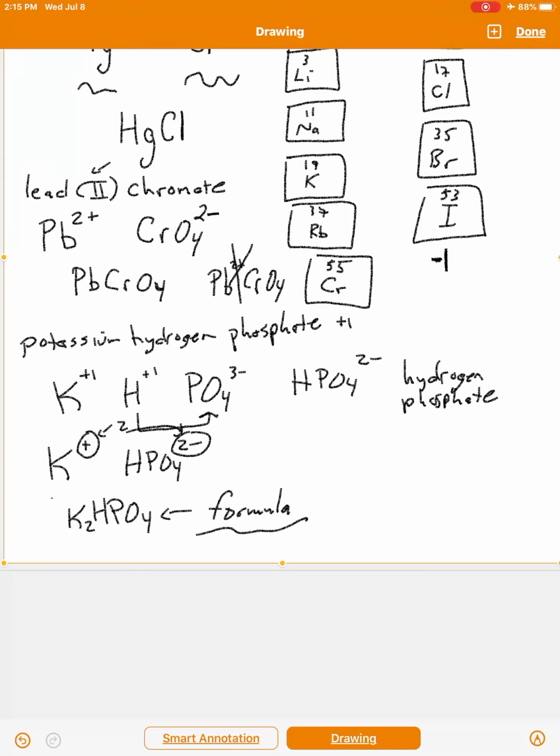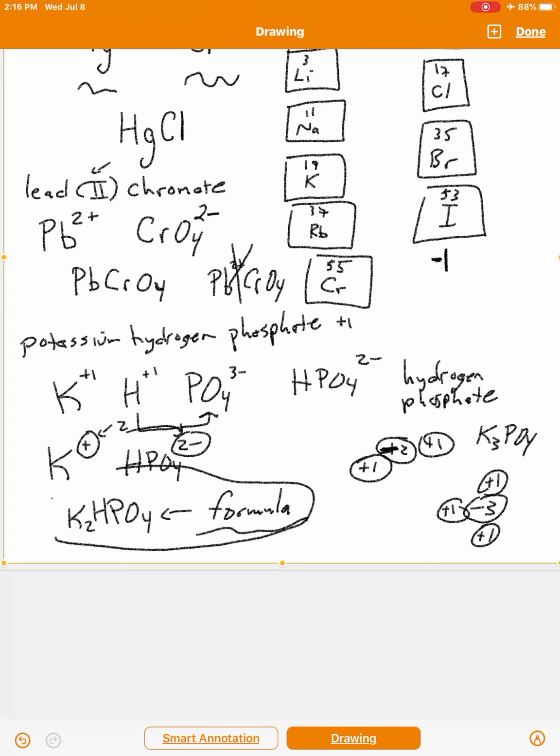Essentially, the idea is the following. If you have a charge of -2 and you're going to neutralize it with charges of +1, you need 2 of the +1s. If you had an ion that had a charge of -3, you would need 3 of the positives, right? So you'd have K3, 3 positives. Phosphate is -3. So that would give you K3PO4. So there you go. So that would be your formula. K2HPO4, potassium hydrogen phosphate. The hydrogen phosphate is actually one polyatomic ion, even though it has 2 words in it.